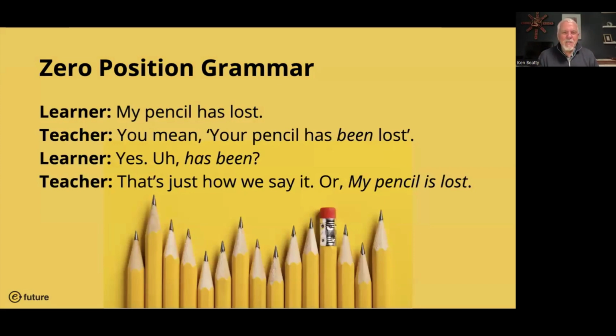So for zero position grammar, what you do is basically it's mostly recasts and corrections, just on-the-spot corrections, but without the grammatical explanations. The learner says, "My pencil has lost." "Oh, you mean your pencil has been lost?" "Huh? Yes. Has been?" That's just how we say it. Or my pencil is lost, right? So again, you're not getting into the whole grammatical explanation here. You're just giving a recast, basically what they should be saying.